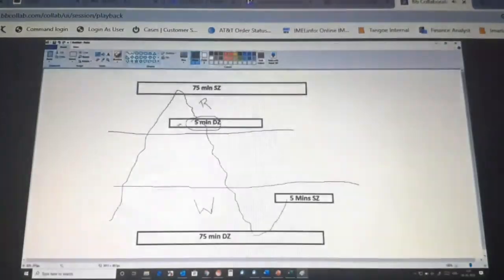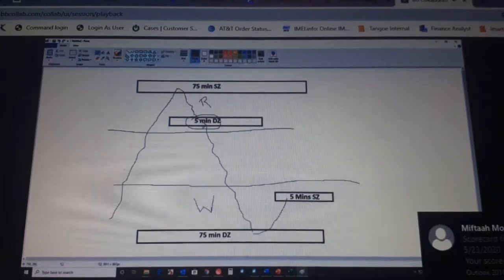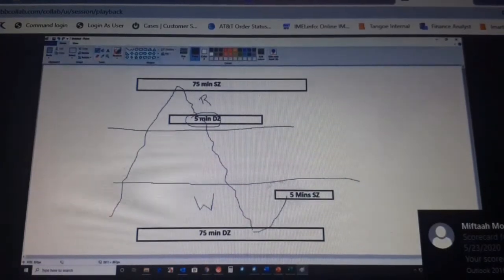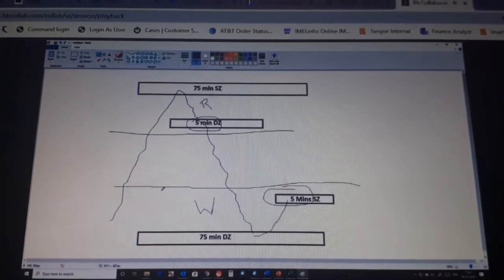You can definitely have this. This was a demand zone, it has not taken off. Okay, this was a demand zone over here. Now when the price is coming inside this, there could be an opposing level of supply or not. You tell me that.